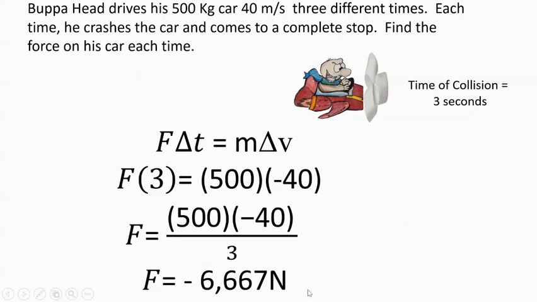Running into the brick wall was 2 million newtons, which could easily be a fatal accident. Whereas running into the marshmallows is much safer, 6,000 newtons of force that he would experience. So the moral of the story is if you increase the time of collision, you will decrease the force felt by the object colliding.